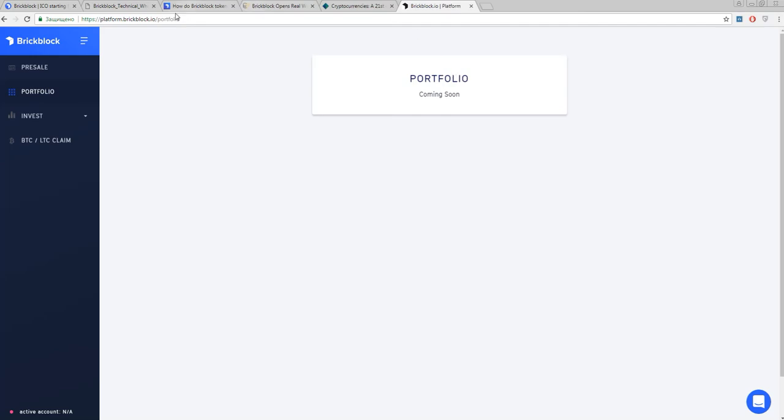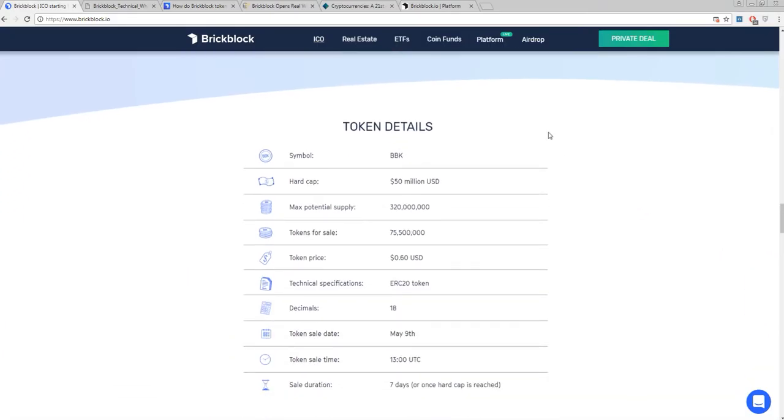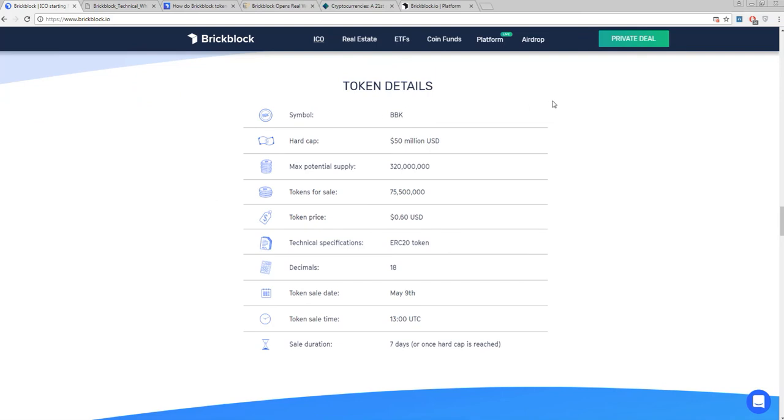Let's talk about the token allocations. This information you can find on the website, of course, or in the white paper. So the token symbol is BBK. The hard cap is about $50 million. Tokens for sale is about 75 million. The token price is about 0.6 United States dollars or 70 cents. The token type is again ERC20, because this platform is Ethereum based, and the token sale starts on the 9th of May. So this is all about BBK tokens.